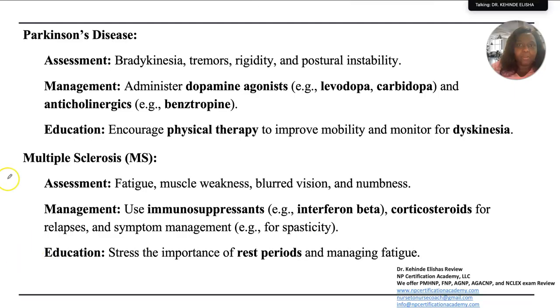The next disorder under neuro that is frequently tested is Parkinson's disease. How do you assess somebody with Parkinson's disease? They're going to have bradykinesia. What is bradykinesia? Bradykinesia means slowness in movement. They're going to have tremors. They're going to be so rigid.